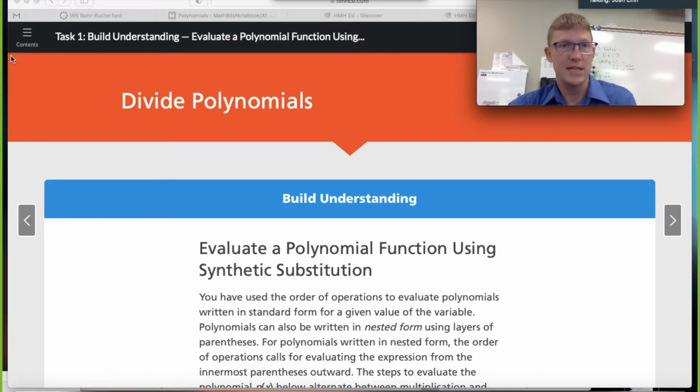All right, so our first task in dividing polynomials. We're going to evaluate a polynomial function using synthetic substitution. So it's going to look very similar and act very similar to synthetic division, but this is using the tool of synthetic division to evaluate a function. So that would be like you have an f of x and then x equals 4. What is the function going to equal at x equals 4?